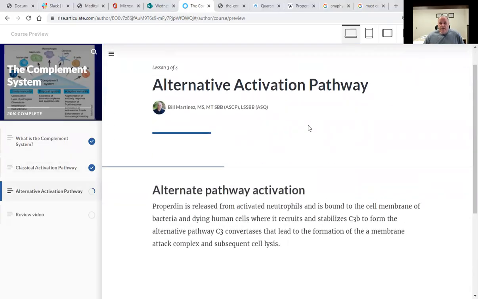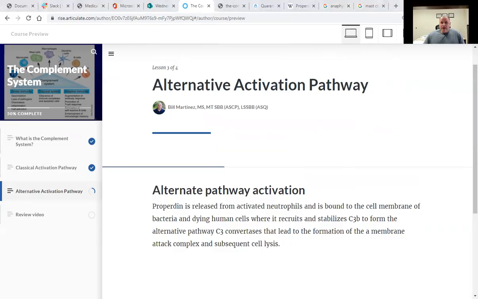The alternative activation pathway is mediated via properdin. Properdin B is released from activated neutrophils and is bound to the cell membrane of bacteria and dying human cells, where it recruits and stabilizes C3b to form alternative pathway C3 convertases that lead to the formation of the membrane attack complex.